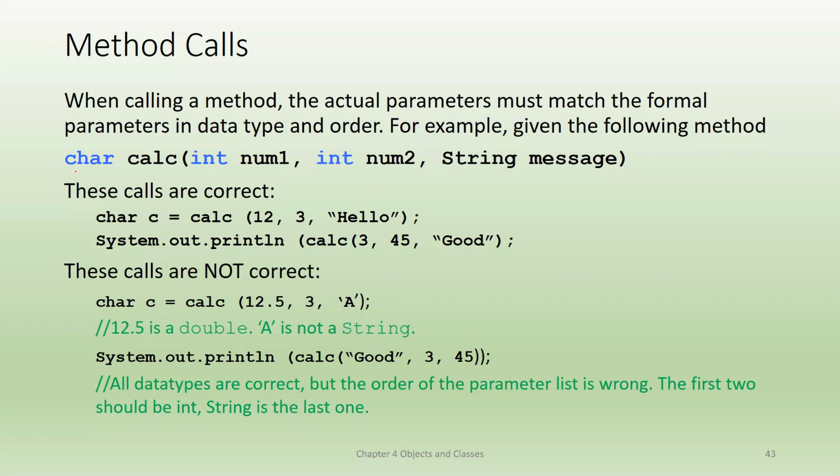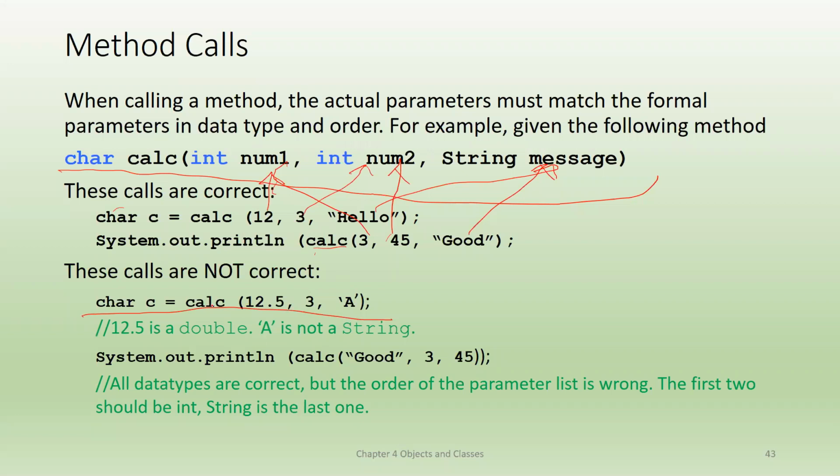Okay, so here is the method header. Suppose you have the implementation, and this is the method. So this call is correct. 12, 3, hello, right? The data types match, the number matches, the sequence matches, and this is correct. And this one is correct. 3 will go to num1, 45 goes to num2, good goes to message. So this is correct.